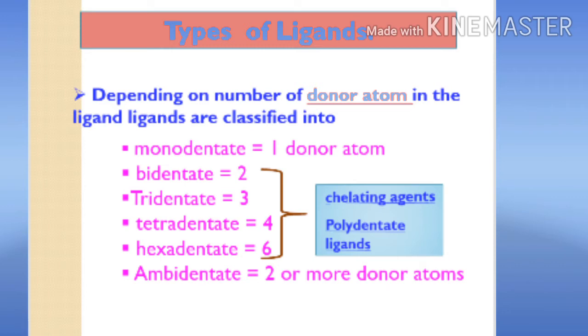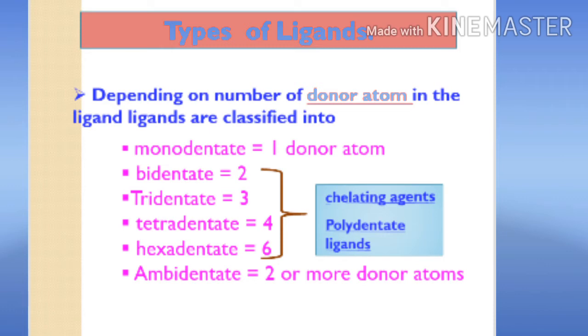Monodentate ligand contains only one donor atom, while bidentate ligand contains 2 donor atoms. Tridentate ligand contains 3 donor atoms. Tetradentate ligand contains 4 donor atoms, and hexadentate ligand contains 6 donor atoms in one molecule. Another type is the ambidentate ligand. Ambidentate ligand contains 2 donor atoms, but out of those only one donates its lone pair of electrons to the central metal atom. Therefore, it is called an ambidentate ligand.